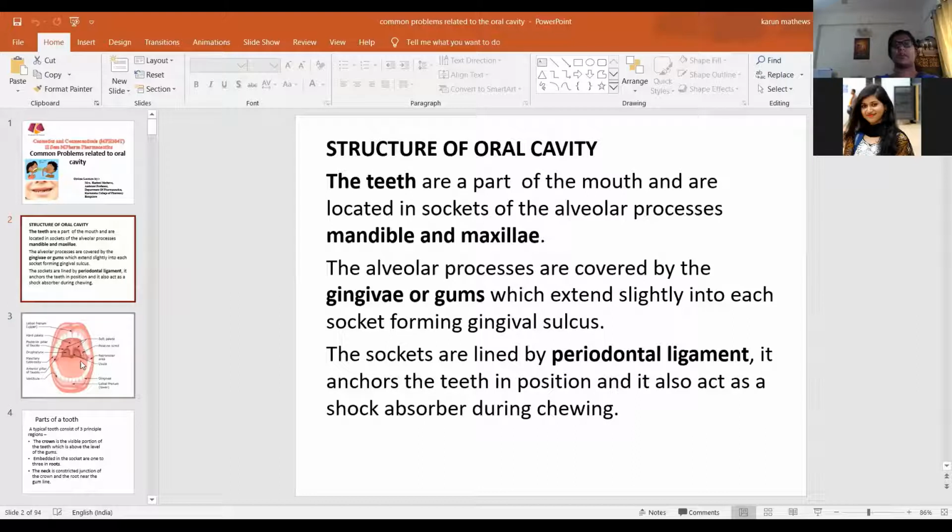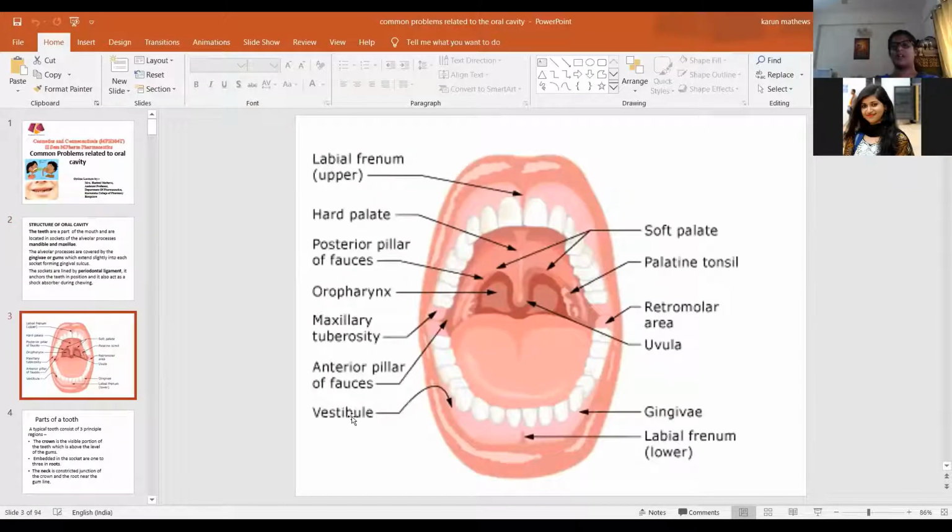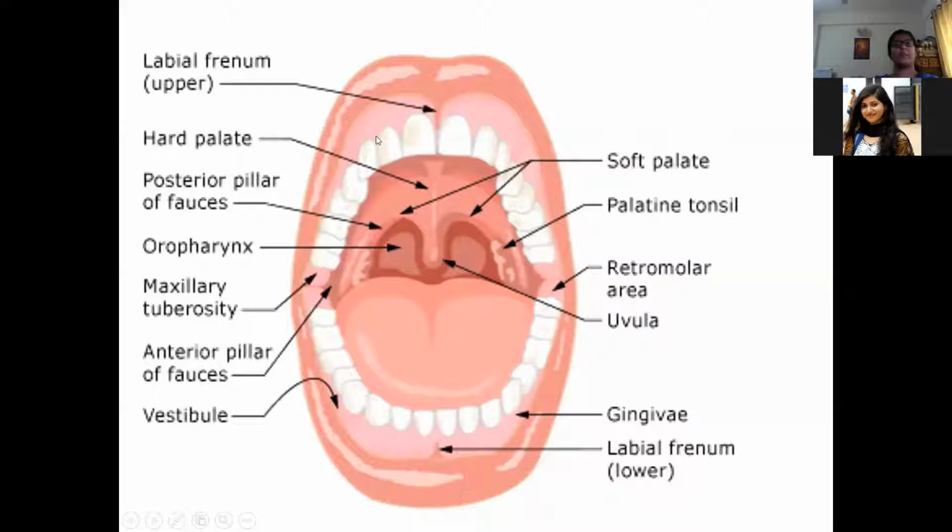So we are learning about the structure of the oral cavity. You can see how the oral cavity looks. There is the hard palate, the soft palate, and the oropharynx. You can see the gingiva or the gums, the teeth arranged, the vestibule and the lower frenulum. So these are all the parts of the oral cavity. You are familiar with these things.